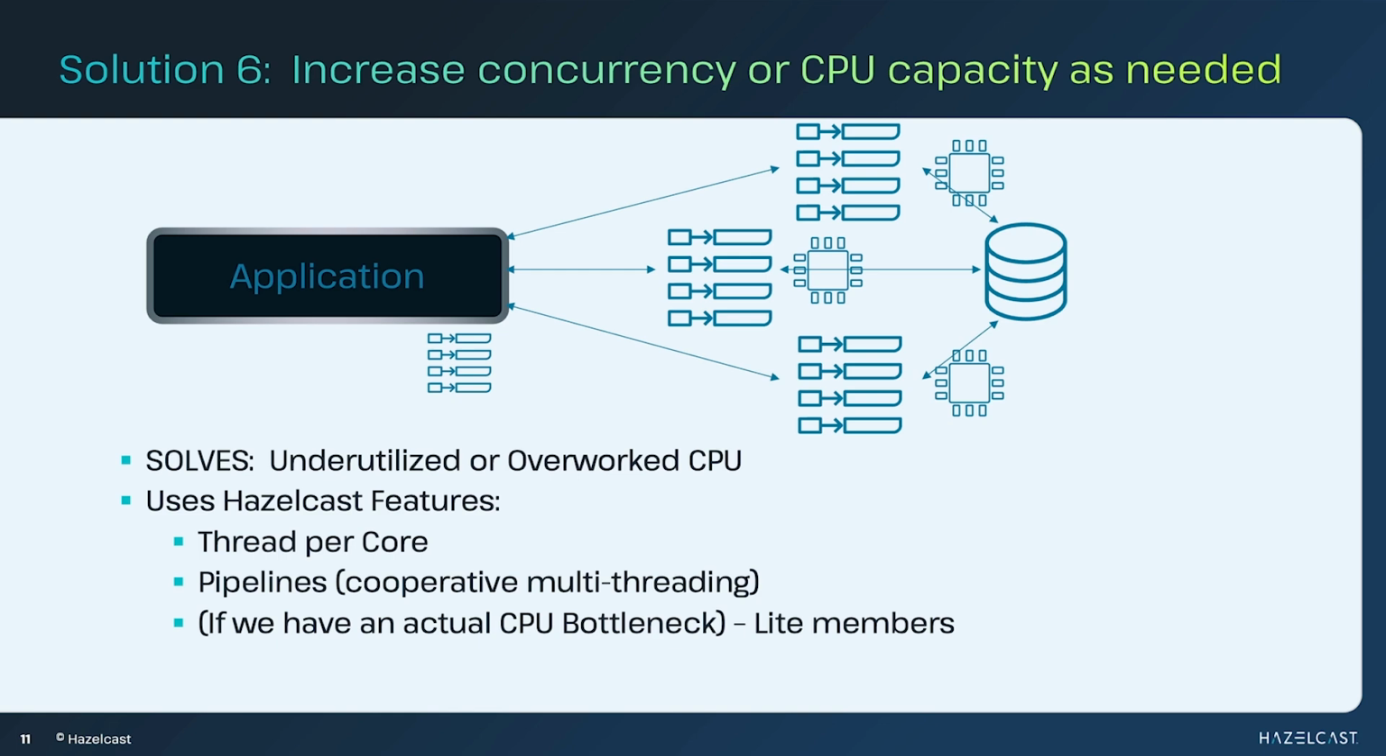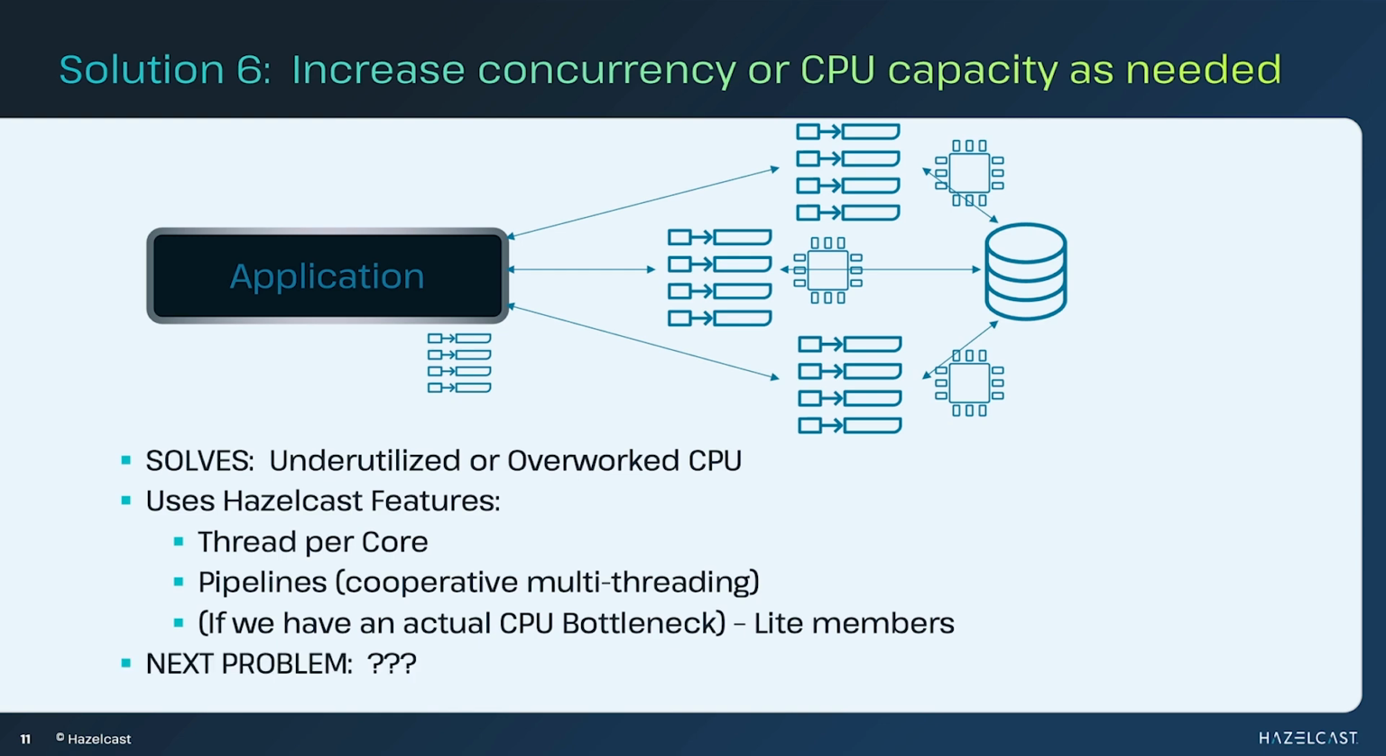Now, sometimes if you have a really compute-intensive workload, these techniques will mean that all your CPUs become fully utilized, and now you'll be bottlenecked on CPU capacity. If this is the case, you can configure additional nodes as light members. These are members that don't store data, so they purely contribute additional CPU capacity to help provide a computing boost.